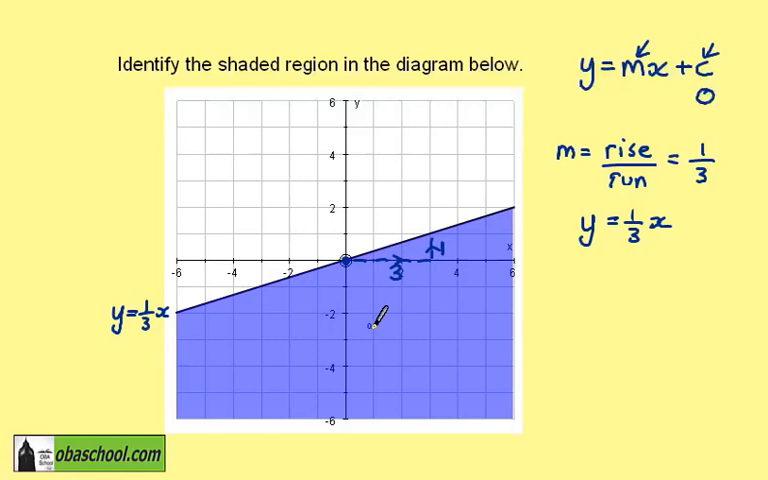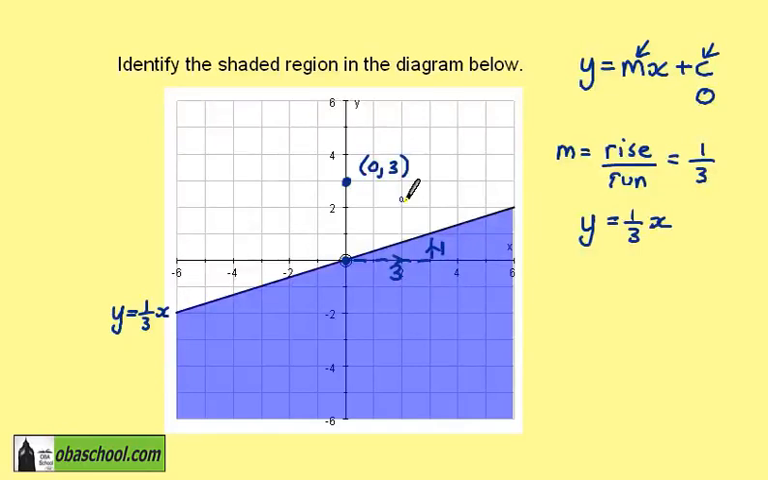We need to find the inequality that defines this blue region. We can take any point at all as a test point. Why not take this one? This is the point (0, 3). So x is 0 and y is 3.